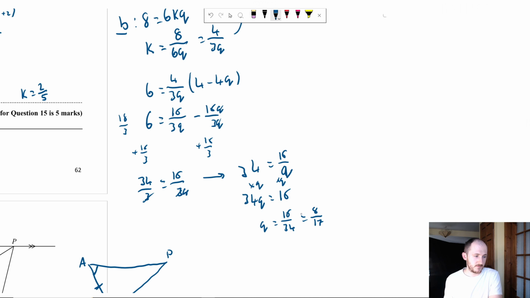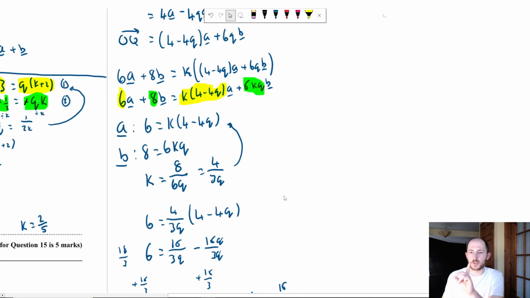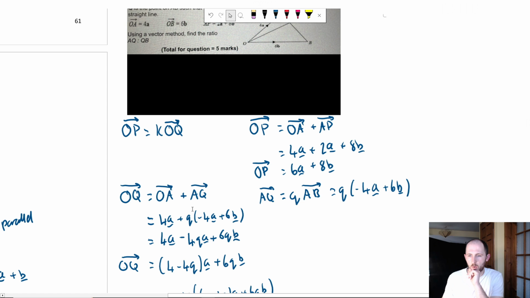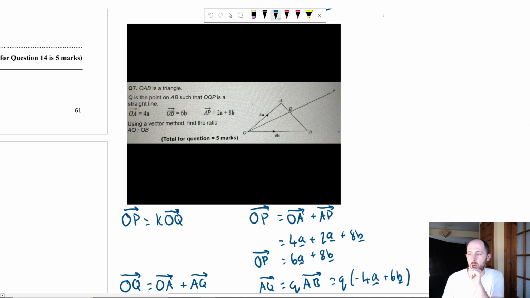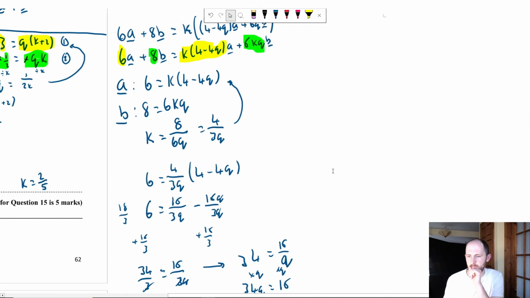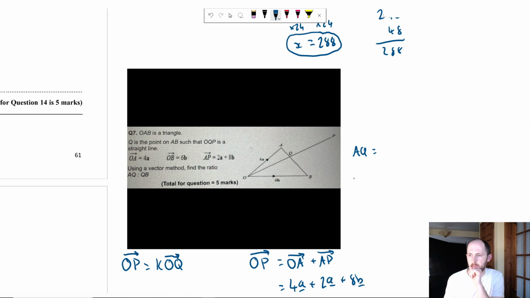Eight over 17. Okay? So what was Q again? Q was A to Q. So I know that A to Q has a ratio of 8 over 17. And if you remember, to turn ratios into fractions, AQ will be the top number, and QB will be 17 minus the top number, which is 9. So the answer should be 8 to 9.